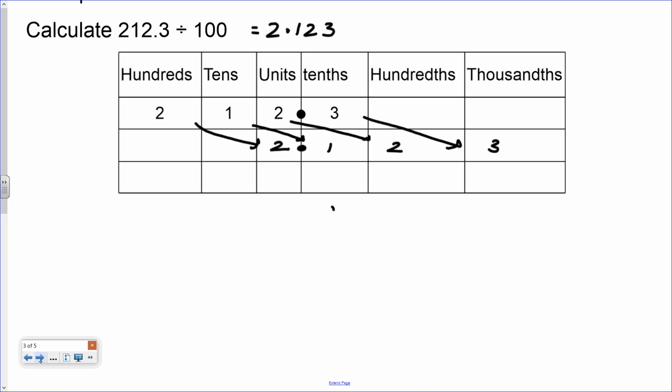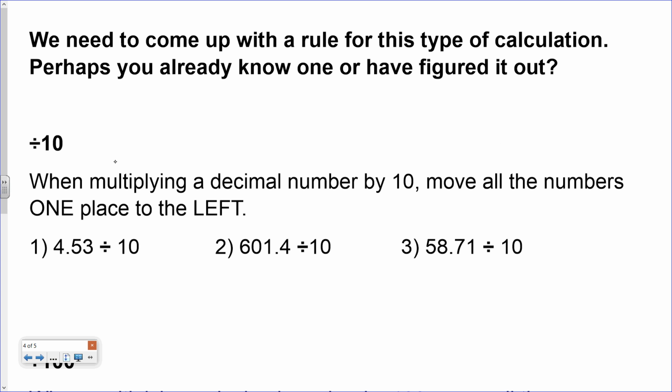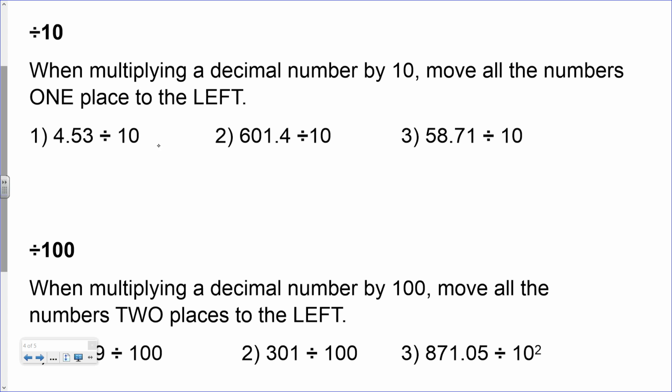Okay, now let's think about a quick rule for this. You may have noticed already what's happening, or you might have practiced in class using this rule. So, opposite to timesing by 10, when we are dividing a decimal by 10, move all the numbers one place to the right this time. So it's the opposite of multiplying. So we're going to move them one place to the right this time.